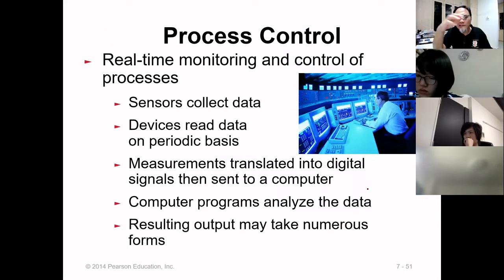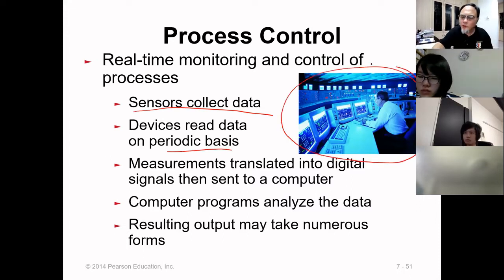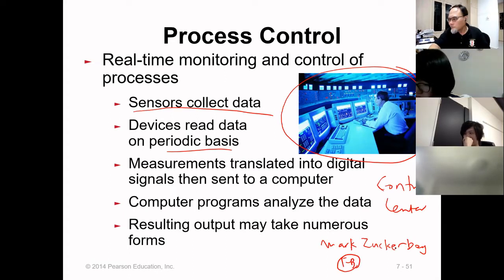And process control is actually real time monitoring and control of processes, where sensors collect data, and they will read data on periodic basis. This is a control center. Control center for many things. Many things have control center. Right. So computer programs, you will take measurements translated into digital control.